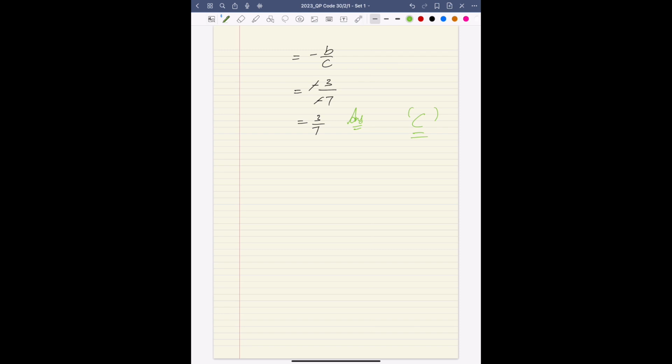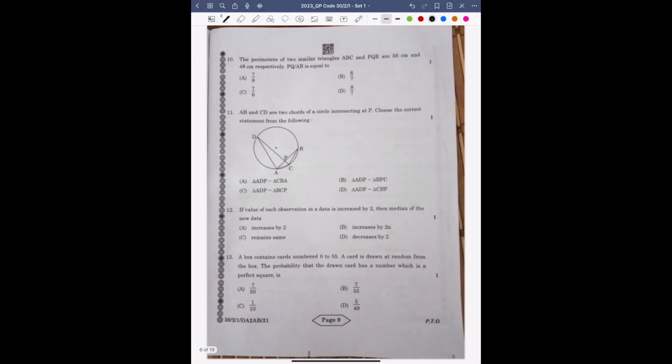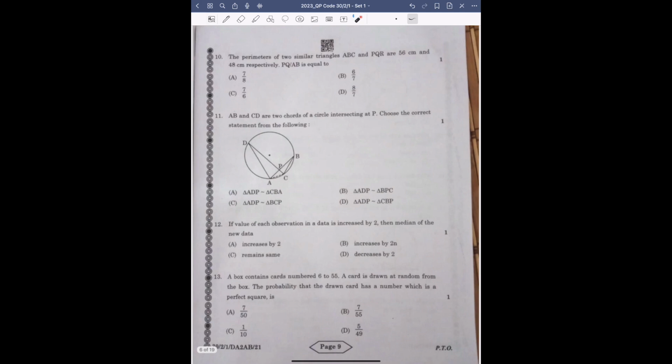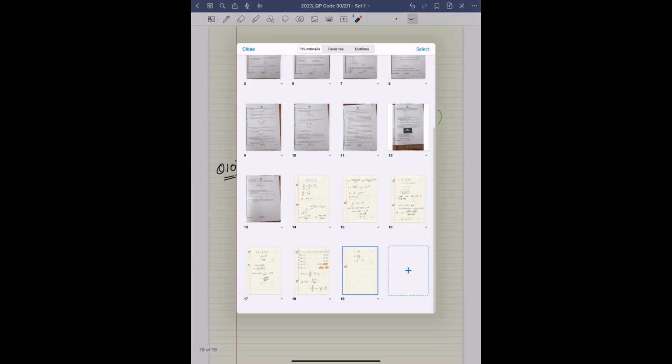Okay, moving on. Question number 10 says the perimeters of two similar triangles are 56 and 48 respectively. What is the ratio of their sides? People must be aware that the ratio of sides will be the same as the ratio of their perimeters. But if somebody wants to understand, you can understand it like this.